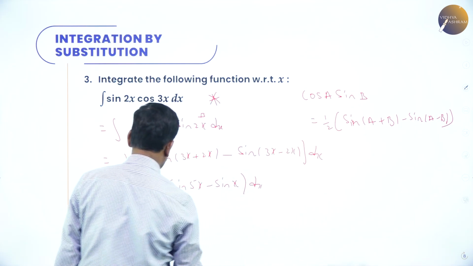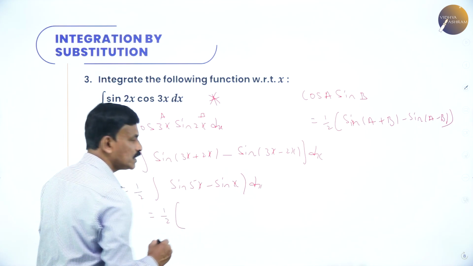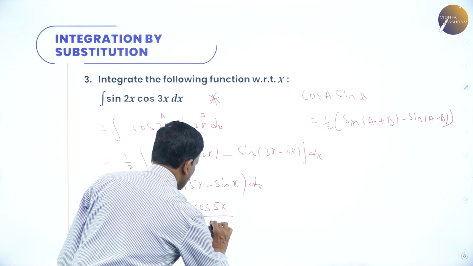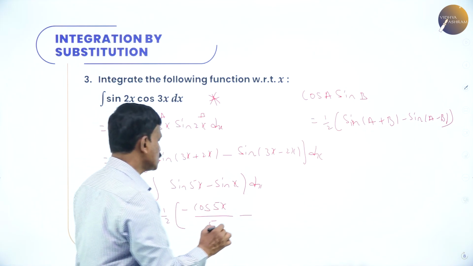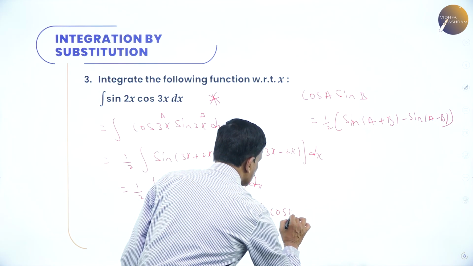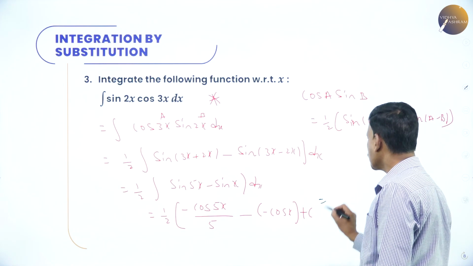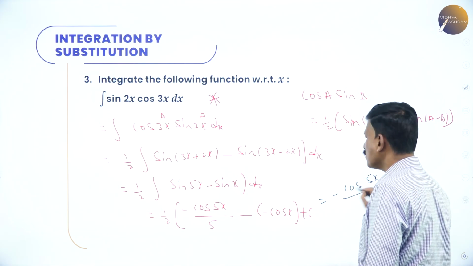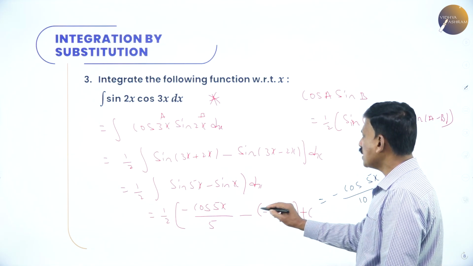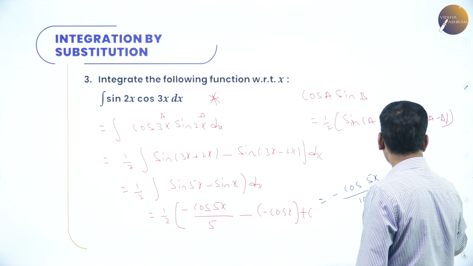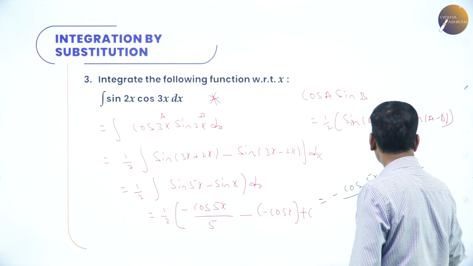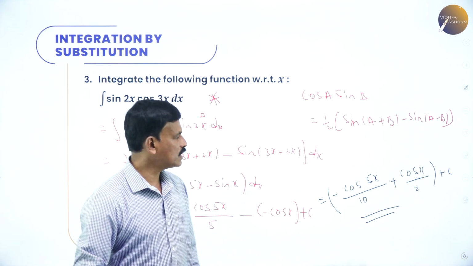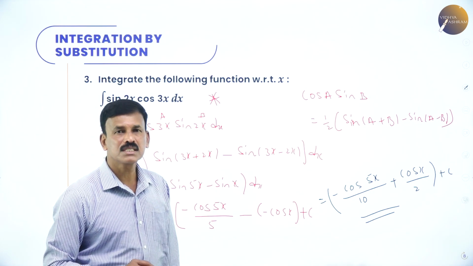Now this can be written as 1 by 2 into integration of sin 5x, which is minus cos 5x divided by 5, minus integration of sin x, which is minus cos x, plus c. Now this can also be written by multiplying by 2. So this is minus cos 5x divided by 5 twos are 10, minus into minus plus cos x divided by 2 plus c is the integrated answer. Minus 5 cos x by 10 plus cos x divided by 2 plus c is the integrated answer.